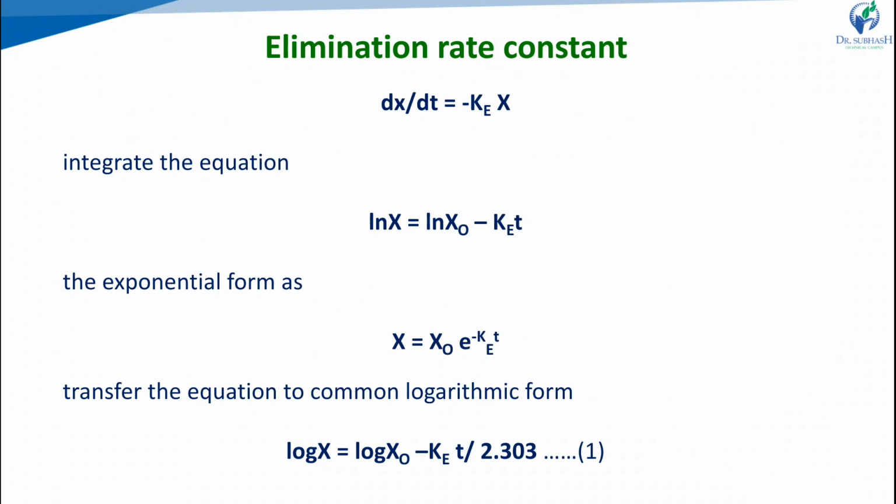Then we have to go for the exponential form of that equation. So we have to find the e raised to, like that; it is called the exponential form base equation. So x is equal to x0 e raised to minus Ke t. That is the mono-exponential form equation for the one compartment model. Transfer the equation to the common log base form. So it becomes log x is equal to log x0 minus Ke t upon 2.303.